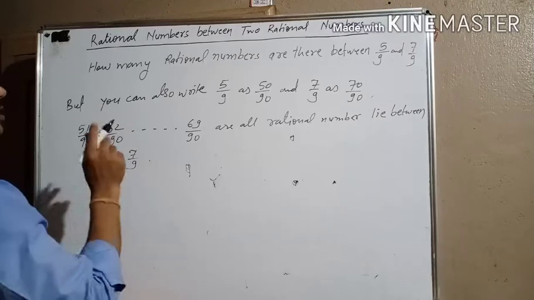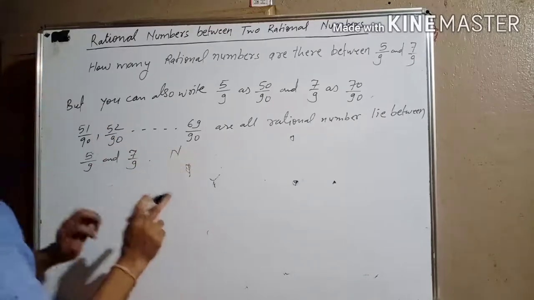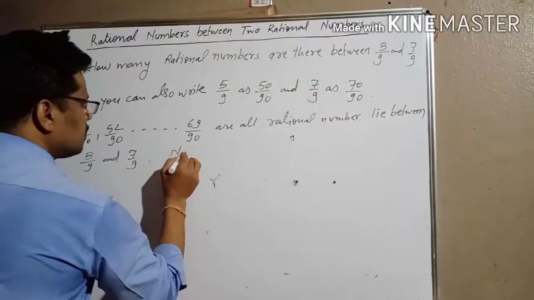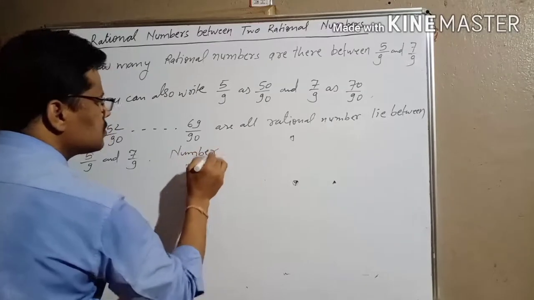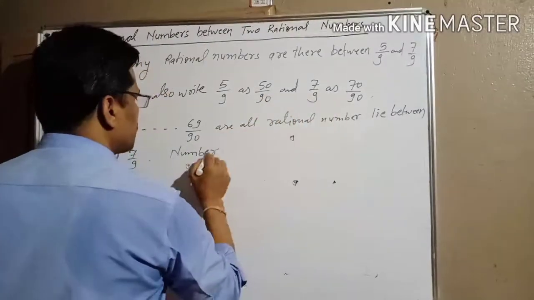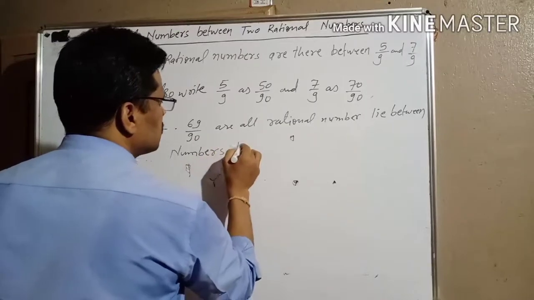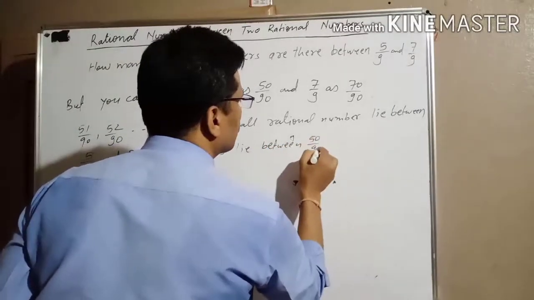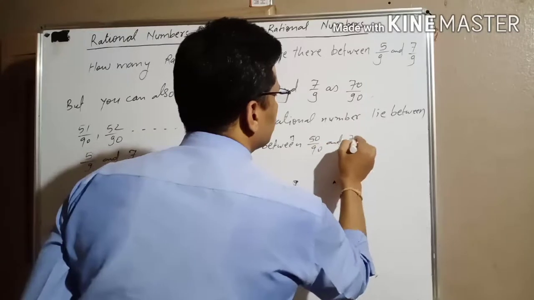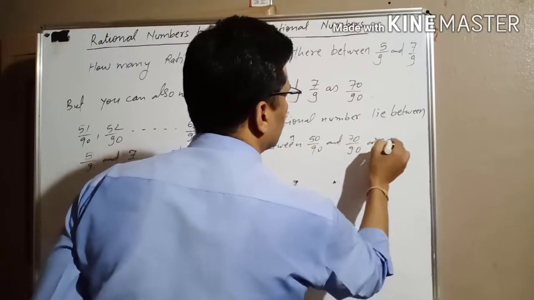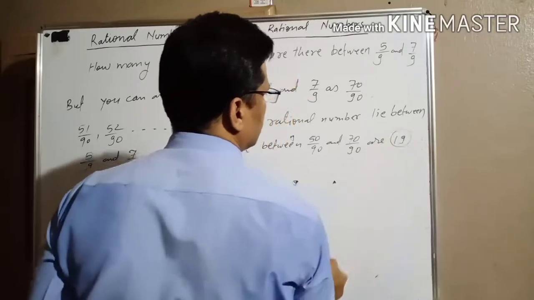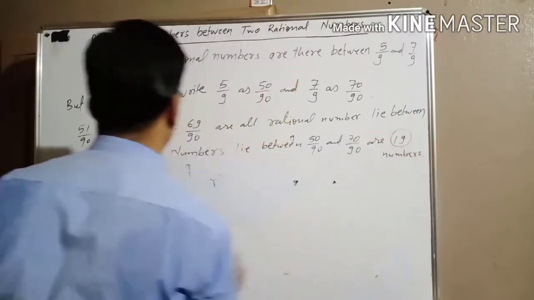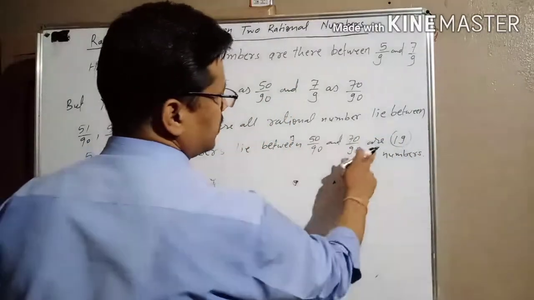Okay. How many numbers are there between 50 upon 90 and 70 upon 90? How many numbers total? 19 numbers. Numbers that lie between 50 upon 90 and 70 upon 90 are 19 numbers.